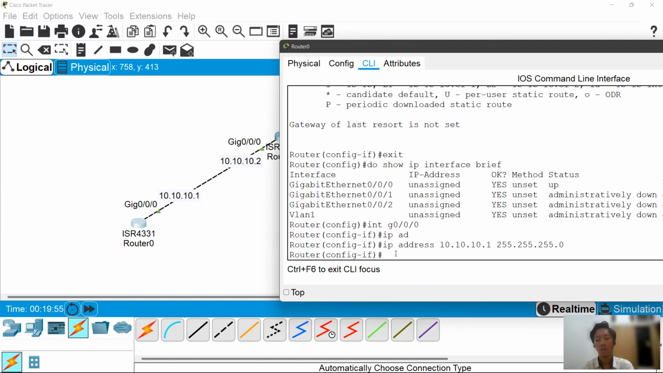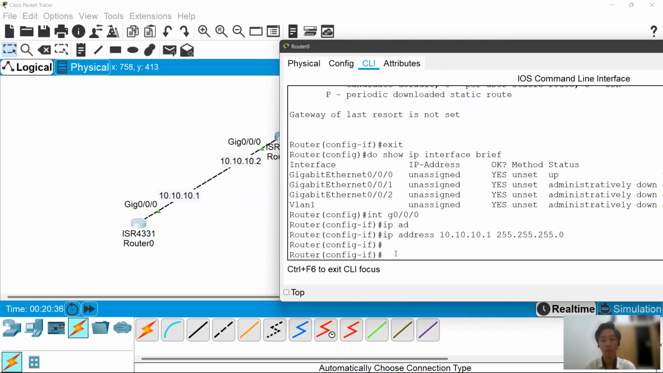To make it easier when we check the routing, we must input the interface loopback. Interface loopback is a virtual interface. It's not like a physical interface. If it's a physical interface, we can look at the interface, but interface loopback is virtual, and you cannot look at a virtual interface like interface loopback.